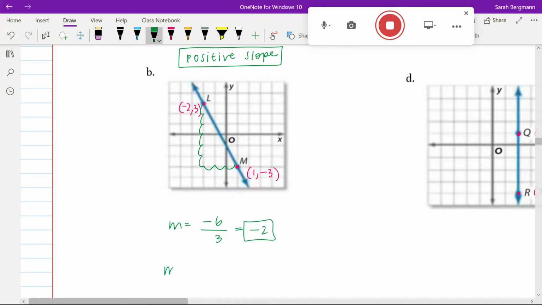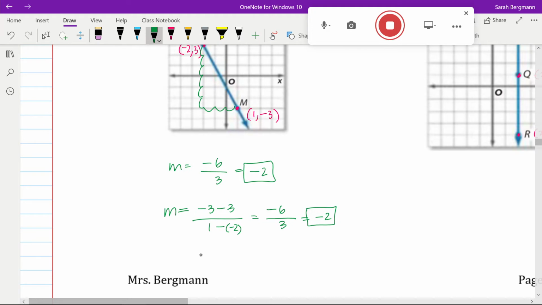We can also calculate it using the formula. So if you would like to do it that way, we could use negative 3 minus 3 over 1 minus negative 2. This would be negative 6 over 1 plus 2, so that's 3. Notice it gives you the same answer either way. This is known as a negative slope. As you look at your graph from left to right, it is moving downward, and the slope is a negative number.